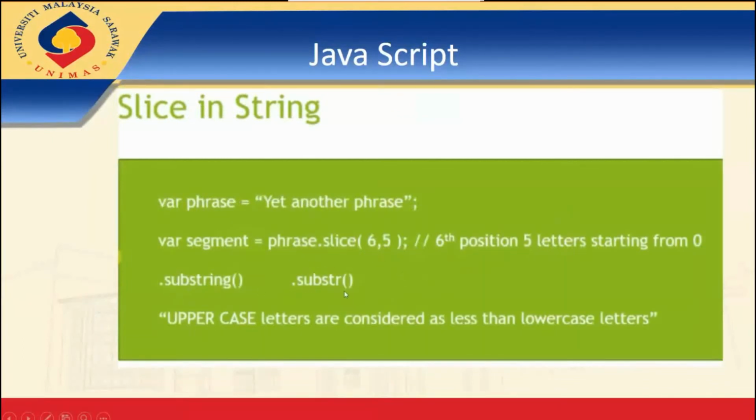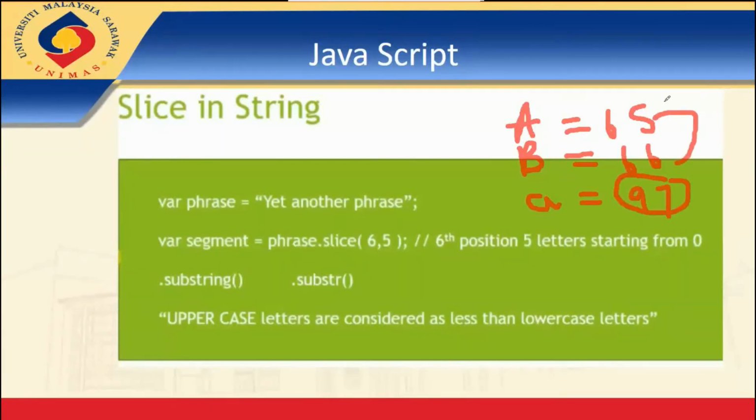Like you see substring and substr. When there is a comparison between strings, uppercase letters are considered less than lowercase, because it is based on ASCII value. If you remember, uppercase values start from 65. So A is 65, B is 66, and lowercase a is 97. Of course, 97 is greater than 65. This is why an uppercase string is considered smaller than lowercase, because of the ASCII values.